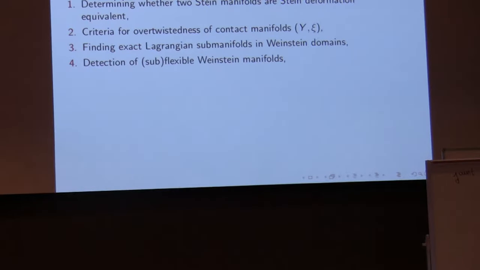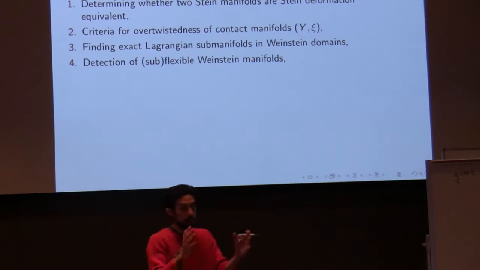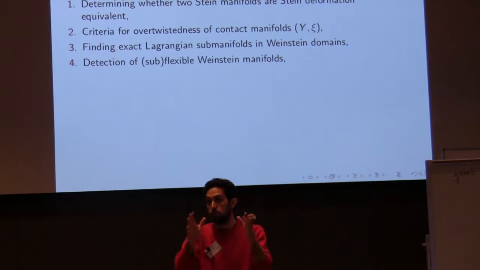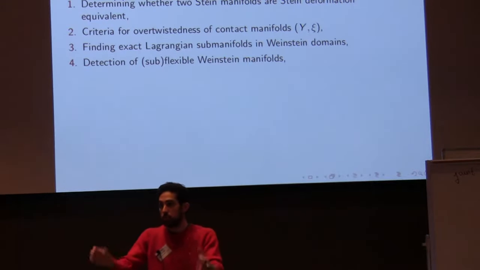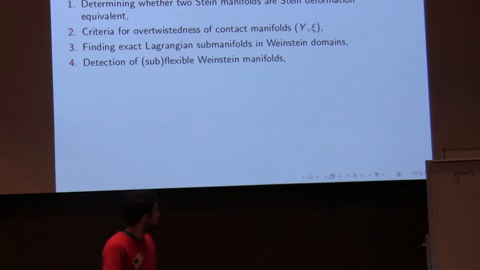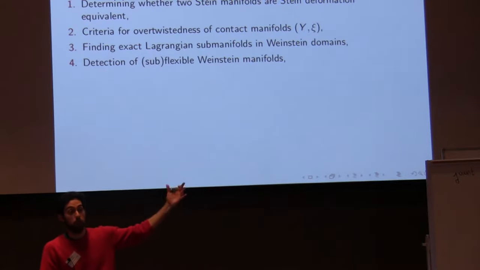So part 4, and that's more delicate, maybe that's for the experts, is to detect flexibility and subflexibility of Weinstein manifolds. So flexibility and subflexibility are defined in terms of what happens to a Legendrian link. So something is flexible if there exists a handle body decomposition which has a Legendrian link with a certain property. So if you're able to get a front and then you do things to the front and you get that property, then the thing is flexible.